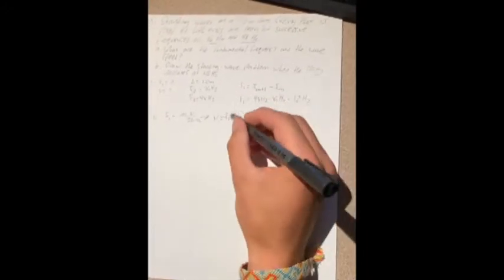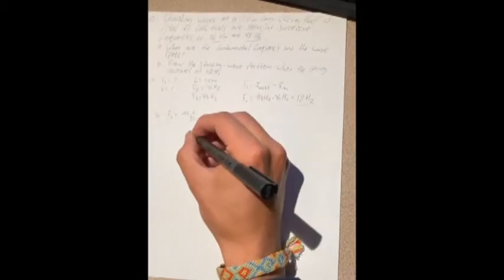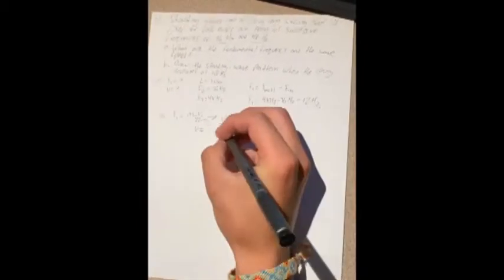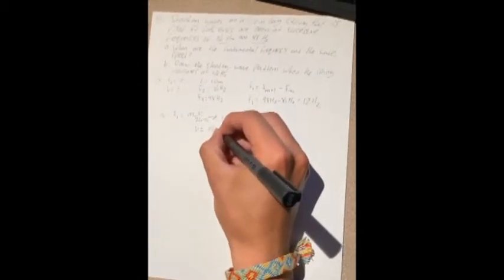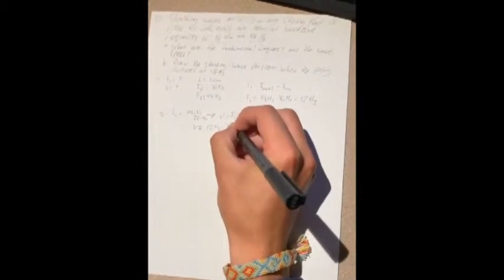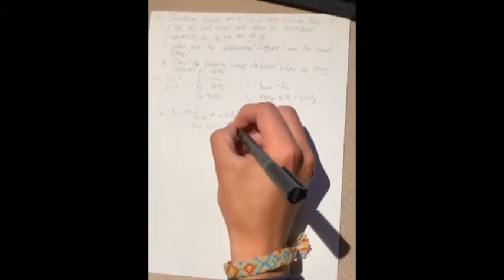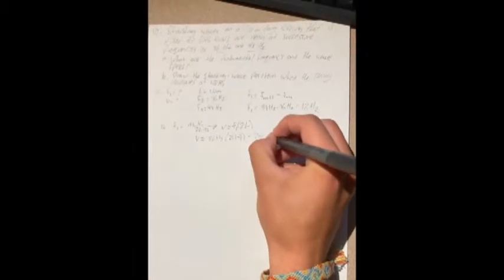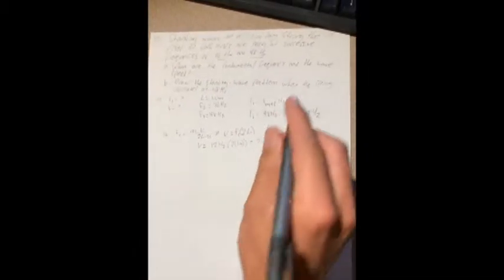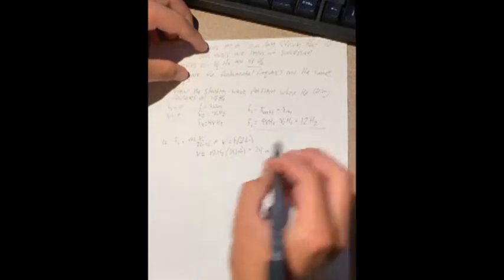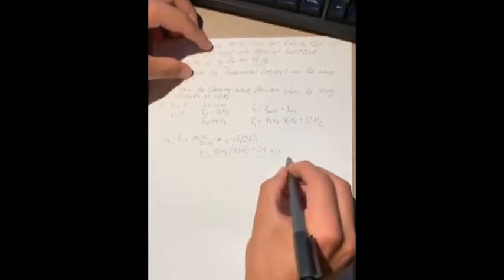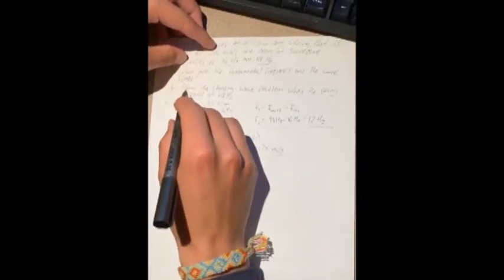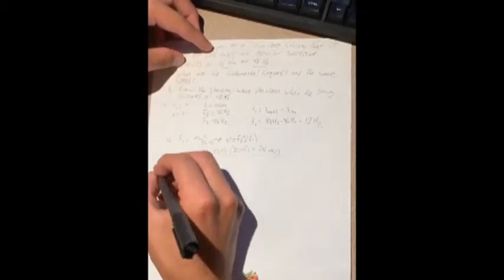Plugging in the values that we have for F1 and L, we get v is equal to 12 Hertz times 2, and then L is 1 meter. This will give us a velocity of 24 meters per second. So we found our fundamental frequency and we found our velocity. Next up is to draw the standing wave pattern when it's oscillating at 48 Hz.